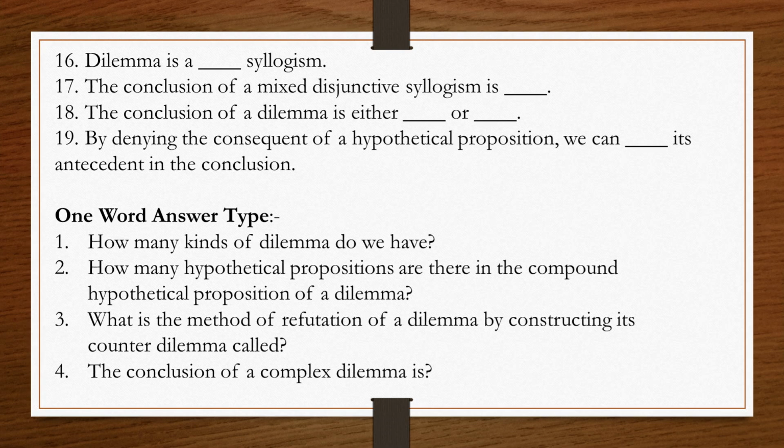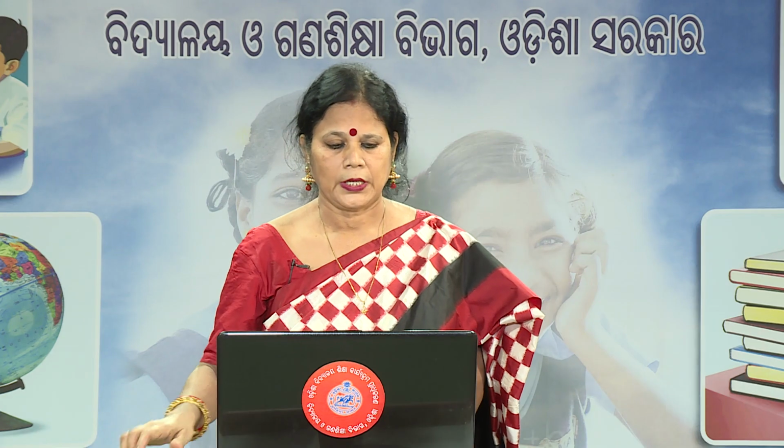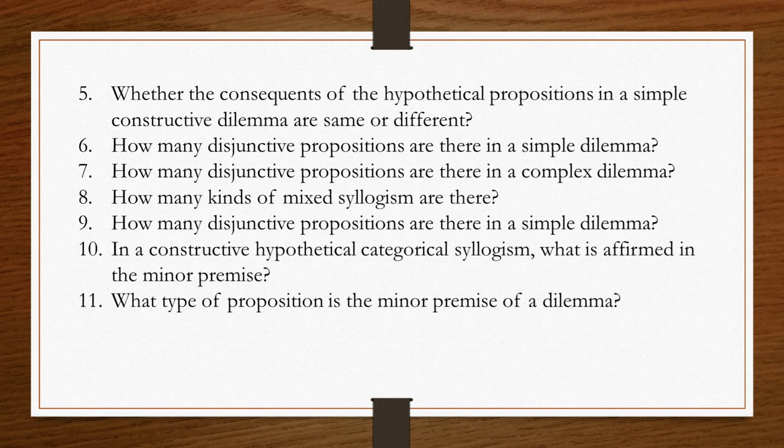Dilemma is what? It is a disjunctive proposition. Whether the consequences of the hypothetical propositions in a simple constructive dilemma are the same or different? It is a simple dilemma, so the consequences of the hypothetical propositions in a simple constructive dilemma are the same, because by affirming the antecedent we affirm the consequent.